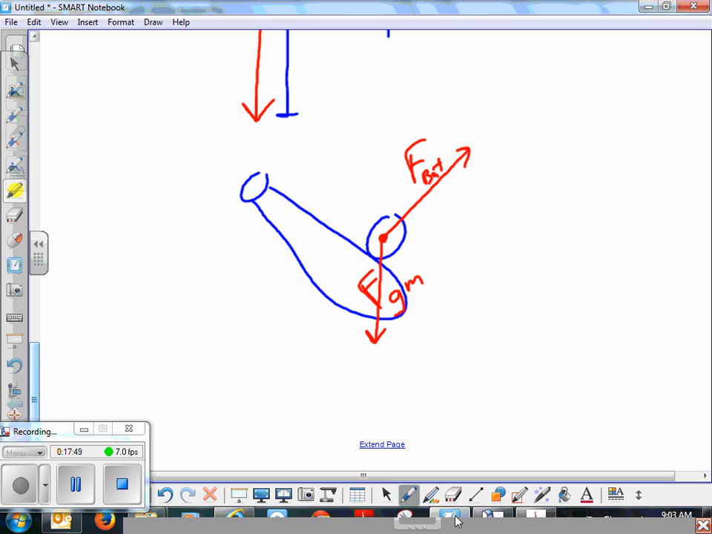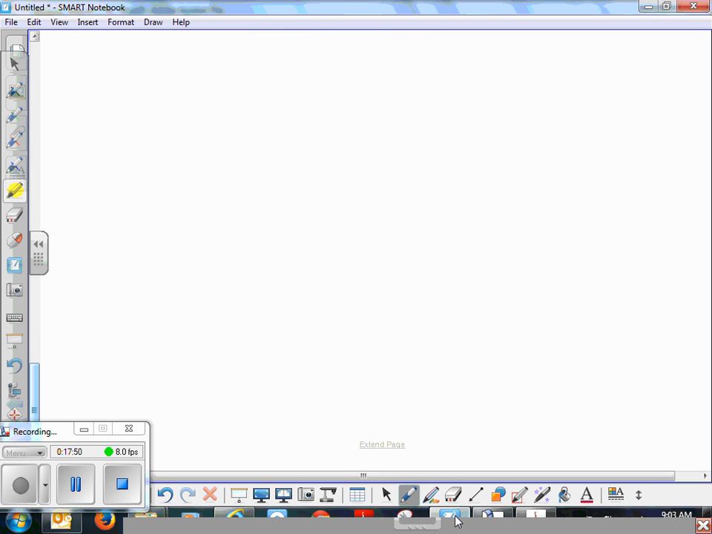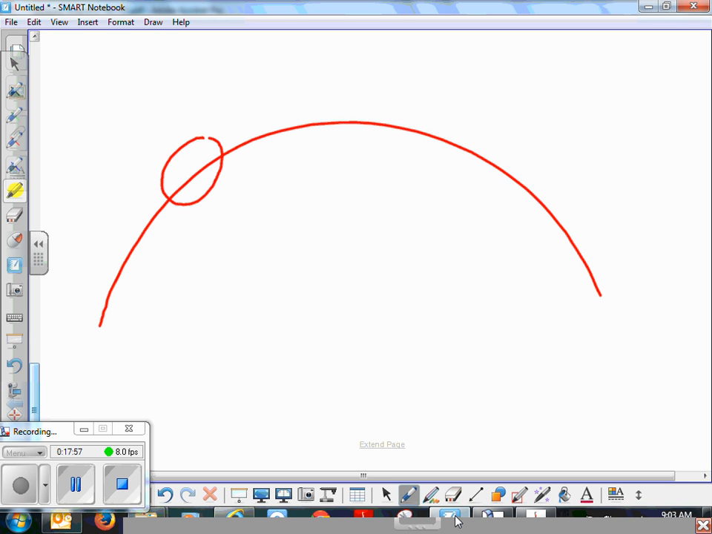I'm going to do a couple more that aren't on the notes. Okay, so let's say that this is a ball in free fall, which means there's no air, or there's no air resistance, we'll just say. The free fall might be used differently, but that would just be the force of gravity.